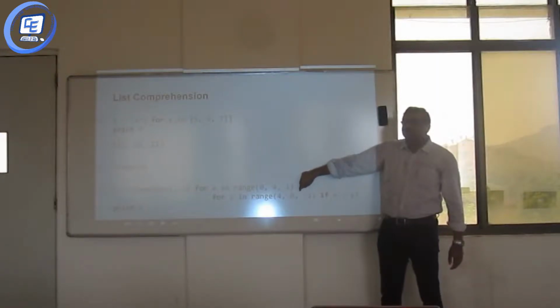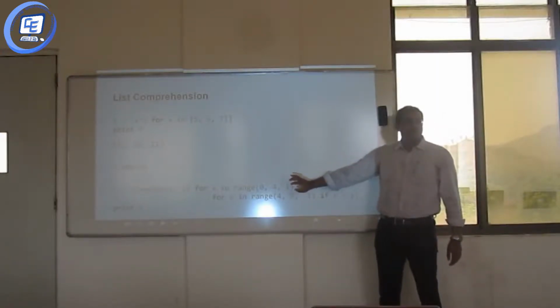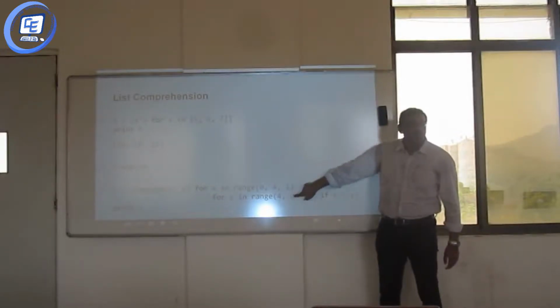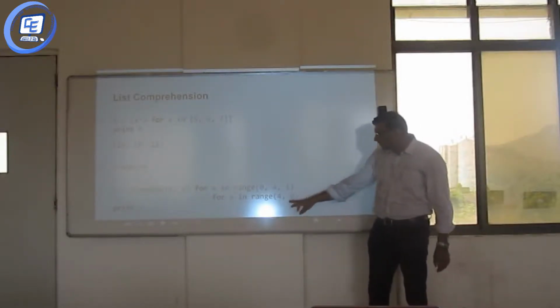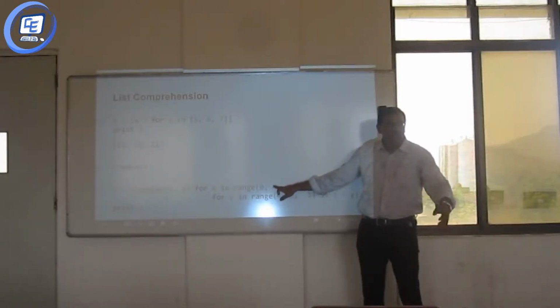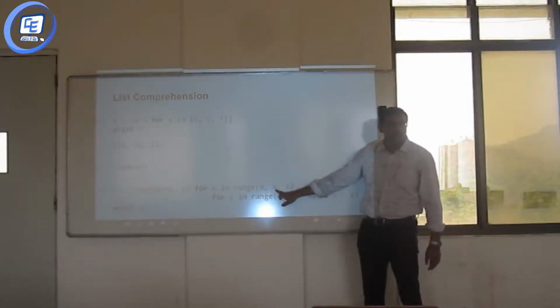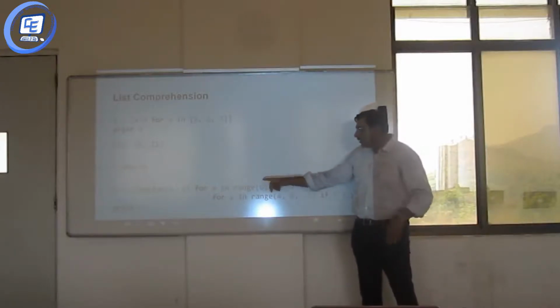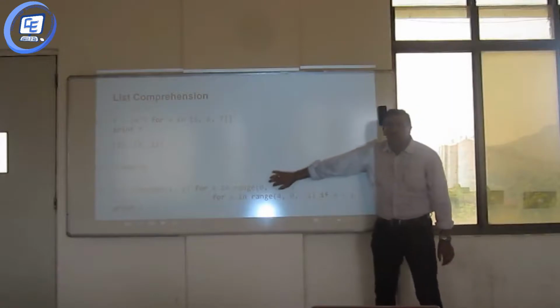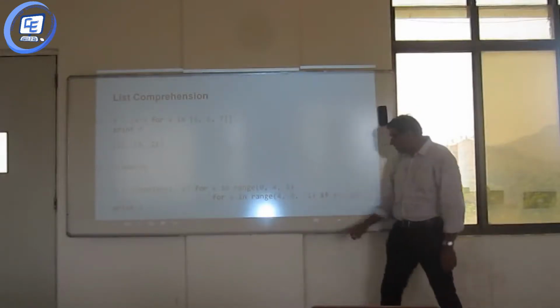Y goes 4, 3, 2, 1, excluding 0. Excluding which one? To 4, this one. X is 0, 1, 2, 3, excluding 4. X is 0, 1, 2, 3. Y is 4, 3, 2, 1. So we have defined the range of X and the range of Y.